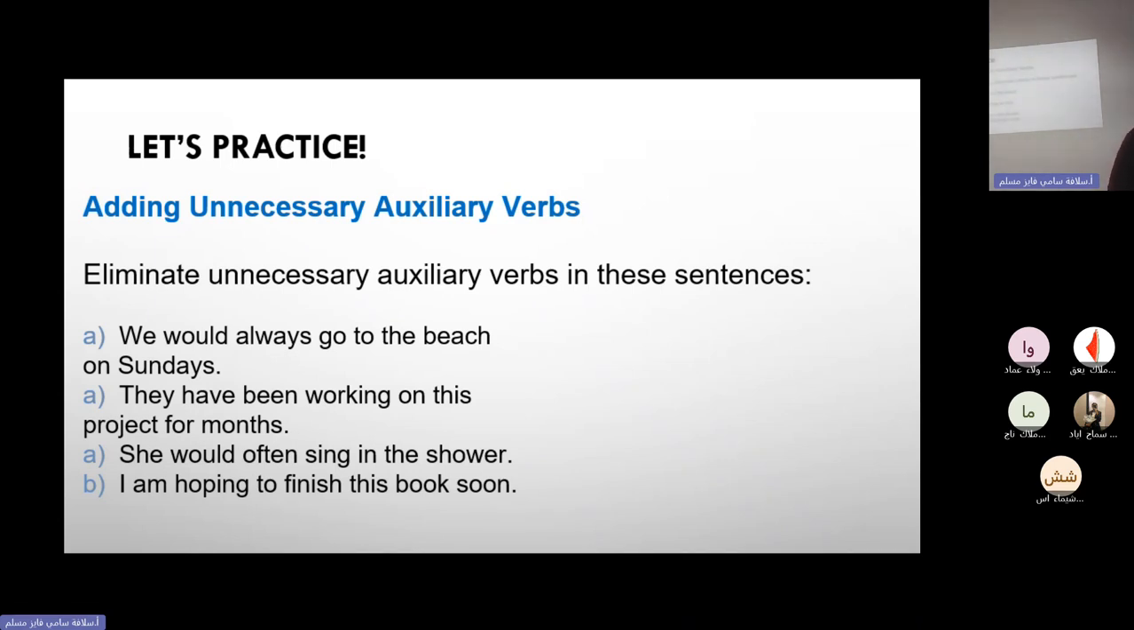He or we would always go to the beach on Sunday. اكتبوا 2 minutes and then we're done. هدول سهلين. يلا 1 more minute to go.